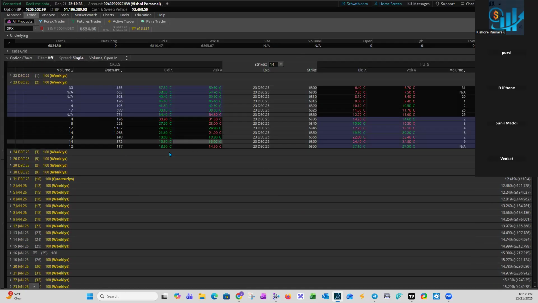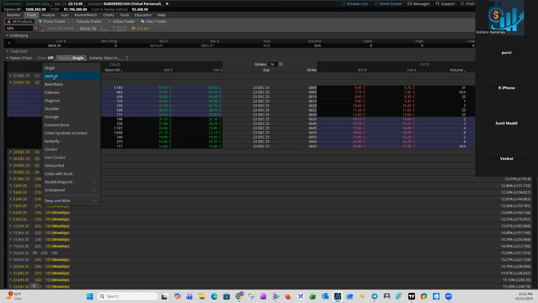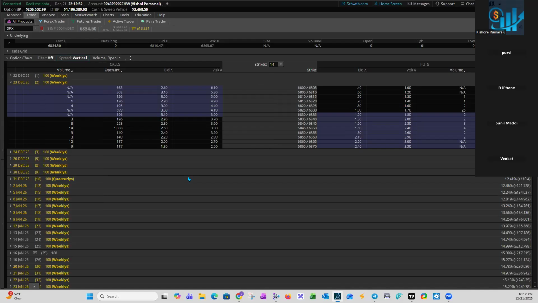Let us say we are expecting 68, 20, and 25. Instead of the single you have, go to that option chain and change it to vertical. For example, if you want to do a 68, 30, 35 bear call, because you are doing a bear call, you have to go towards the call side, which is the left side. Your puts are on the right and your calls are on the left. Wherever you see 68, 30, 35, click on the sell.